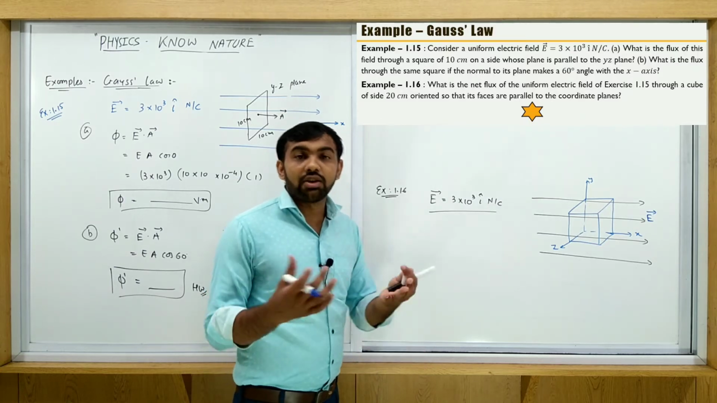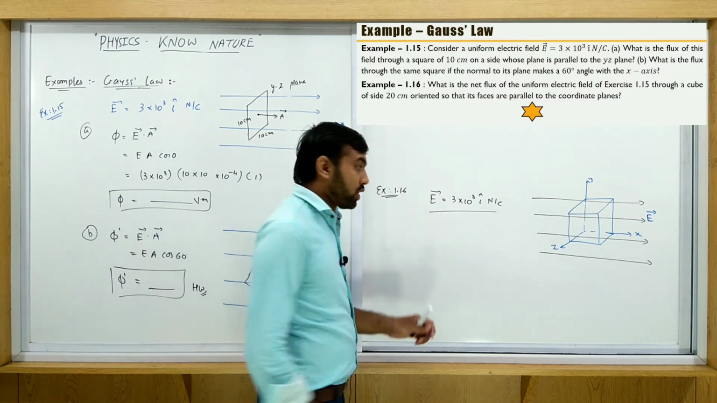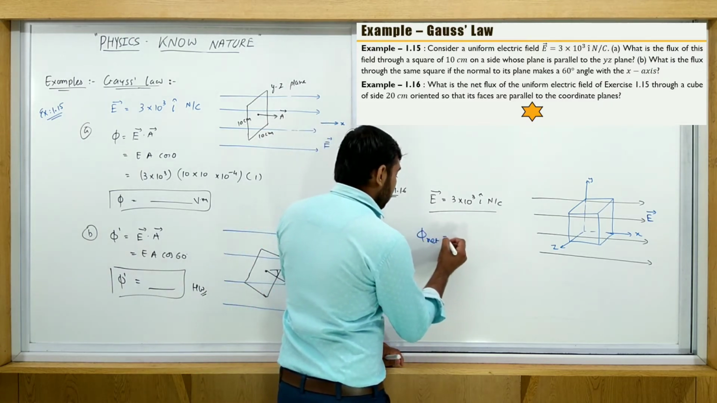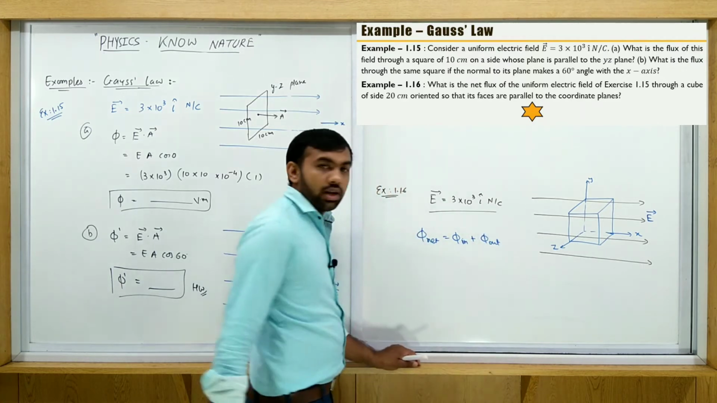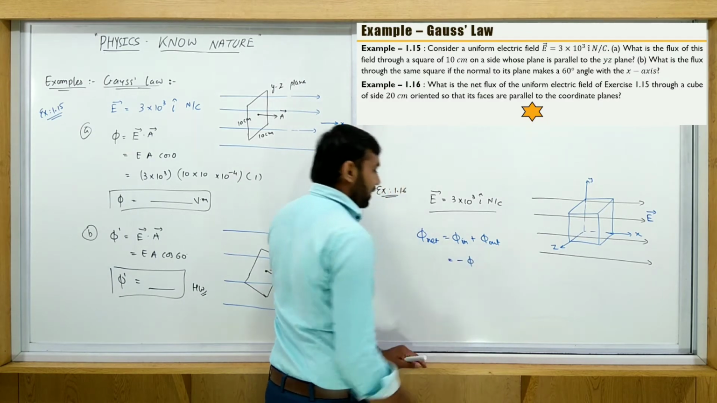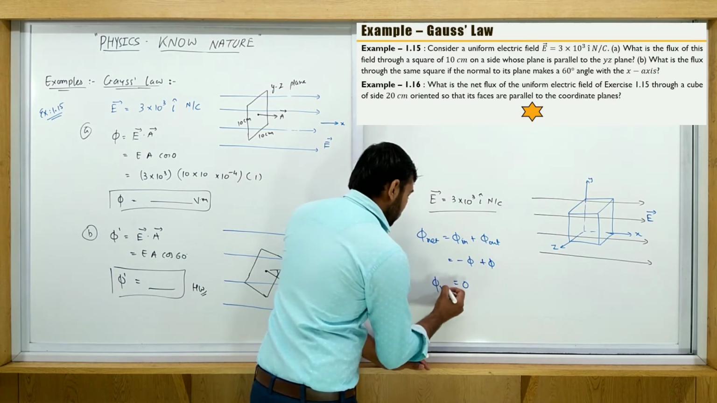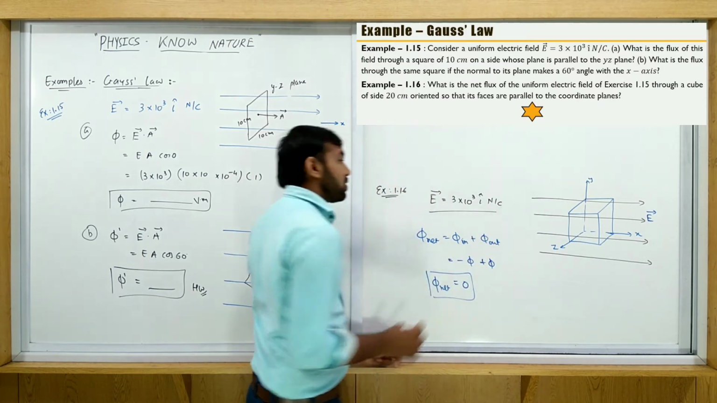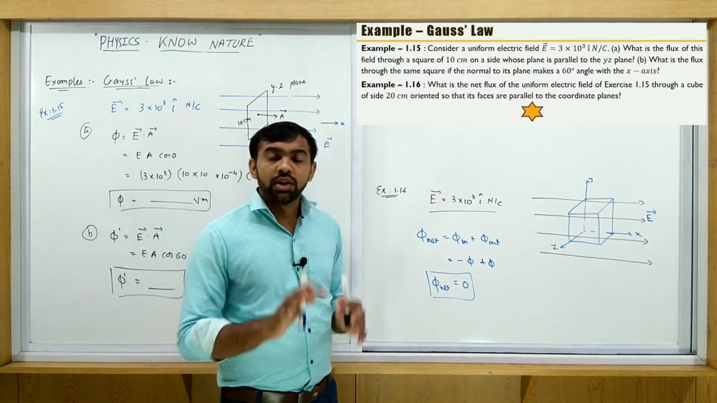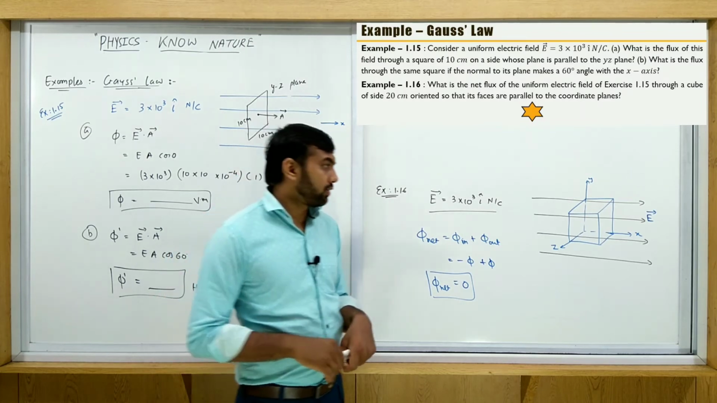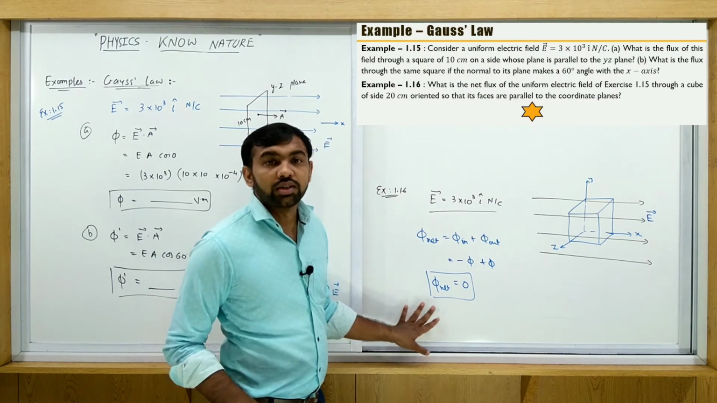Phi in is negative and phi out is positive, means inward flux is negative and outward flux is positive. So what is the net flux? Net flux is equal to phi in plus phi out, but phi in is supposed to be minus phi and phi out is plus phi, so the net flux is what? 0. Whenever this type of situation is given, means you put any closed surface in a uniform electric field, at that time the net flux linked with the surface is what? 0. So this is our answer.